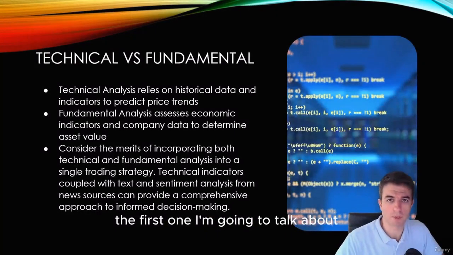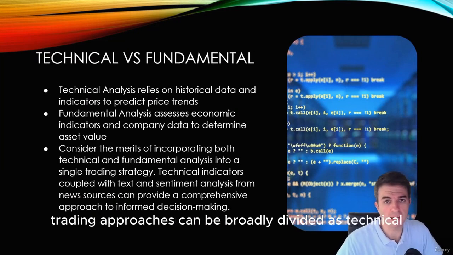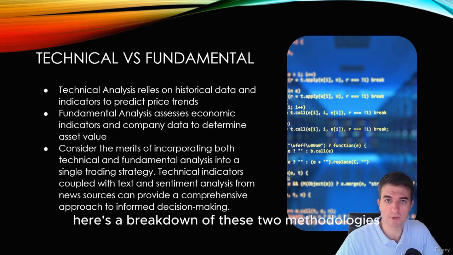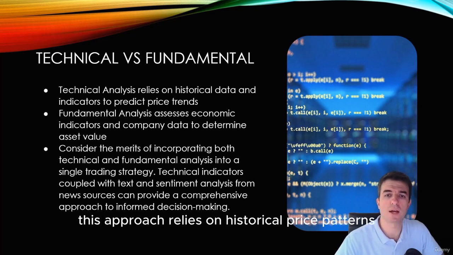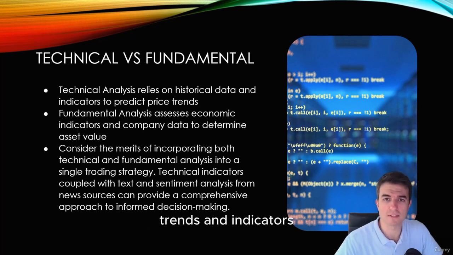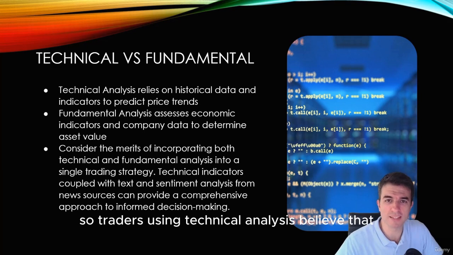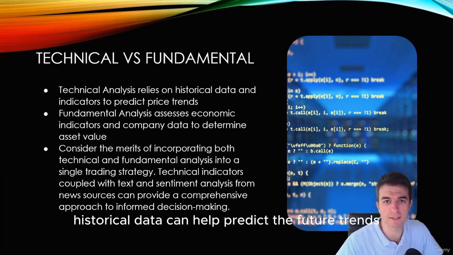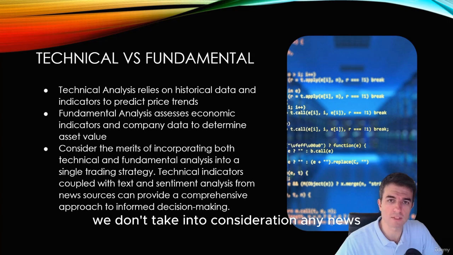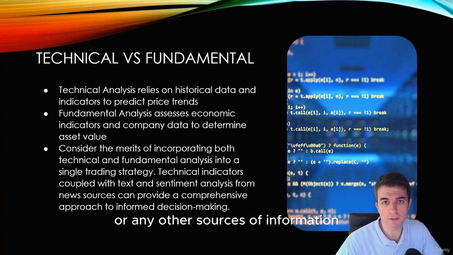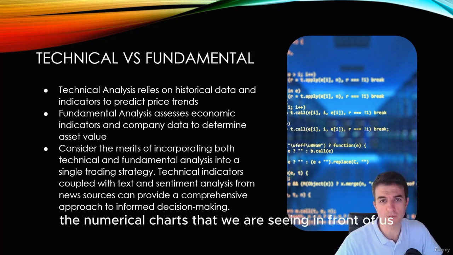The first one I'm going to talk about is technical versus fundamental trading. Trading approaches can be broadly divided as technical and fundamental. Here's a breakdown of these two methodologies. First one, technical analysis. This approach relies on historical price patterns, trends, and indicators to forecast future price movements. So traders using technical analysis believe that historical data can help predict the future trends. It's purely numerical. We don't take into consideration any news or any other sources of information other than the numerical charts that we are seeing in front of us.